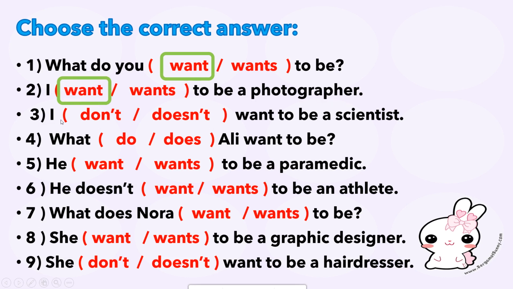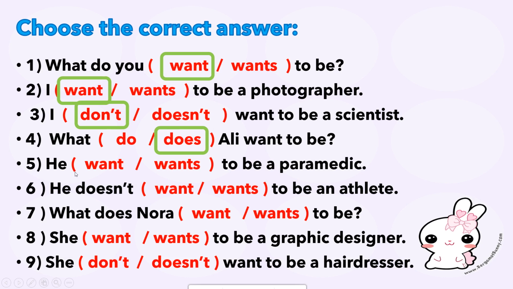Number 3, I don't or doesn't want to be a scientist. Of course, with I, we use don't. All right? So I don't want to be a scientist. Number 4, what do or does Ali want to be? Okay, so Ali is a name. It's a he. What comes with he? Does. So, what does Ali want to be?